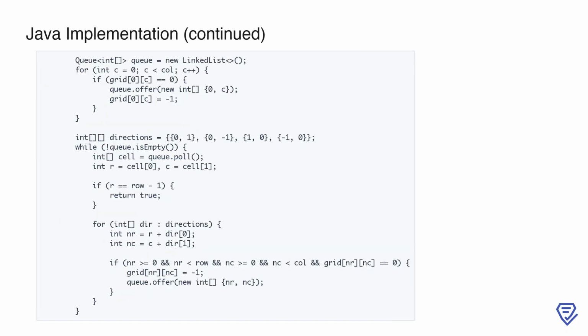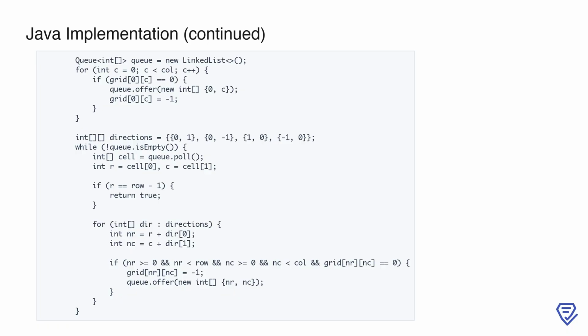Now, to determine if crossing is possible, we perform a breadth-first search, BFS, starting from the top row of the grid. We use a queue to simulate the BFS process, and we begin by adding all non-flooded cells in the top row to the queue. These cells are also marked as visited by setting their value in the grid to -1. To explore neighboring cells, we define an array of directions representing the 4 possible movements: right, left, down, and up.